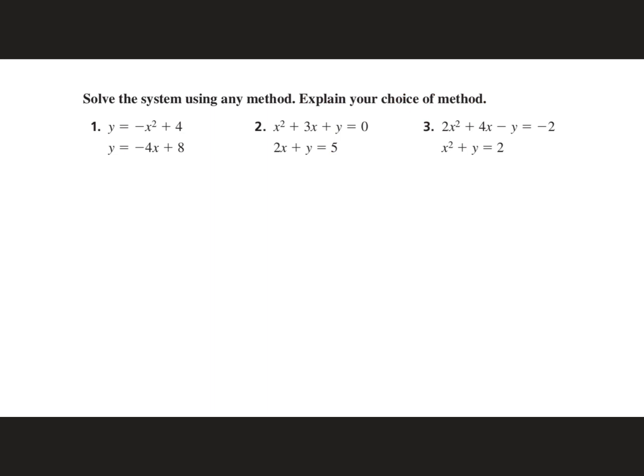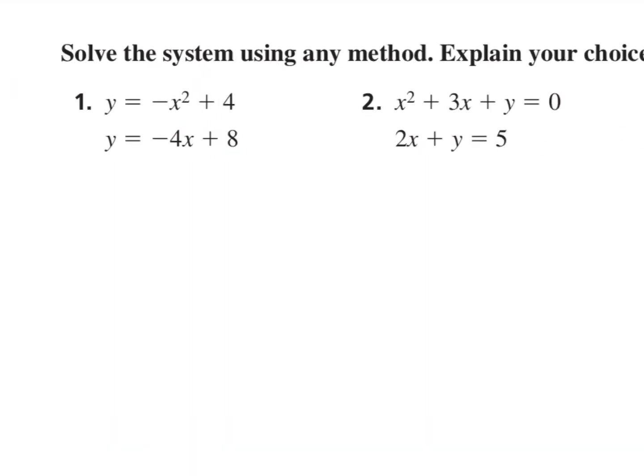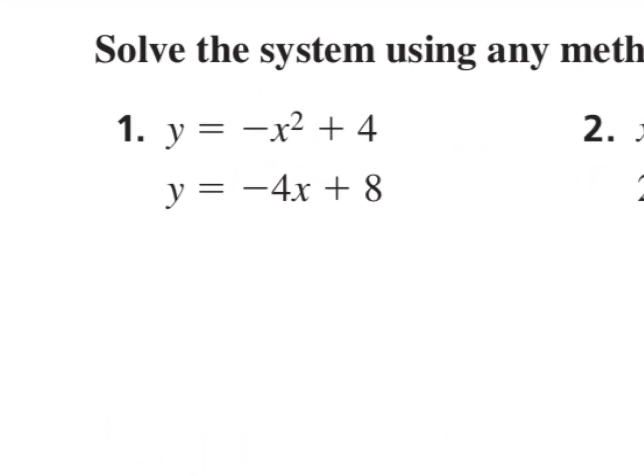All right, let's look at number 1 here. So number 1, I'm going to solve using substitution because I have a y equals and a y equals, so I can just take one of them and substitute it into the other y. So since y is equal to negative 4x plus 8, I'm going to plug that into y in the other equation. So negative 4x plus 8 is equal to negative x squared plus 4.